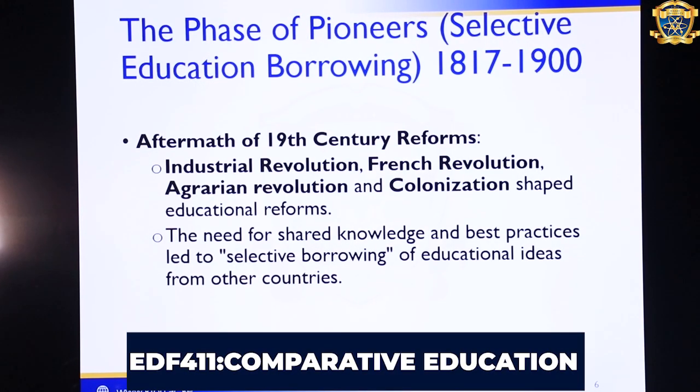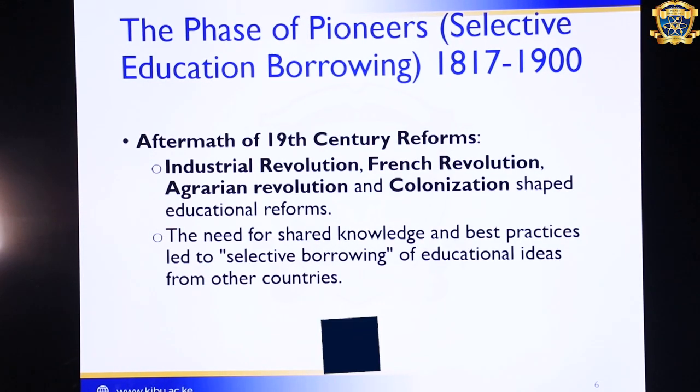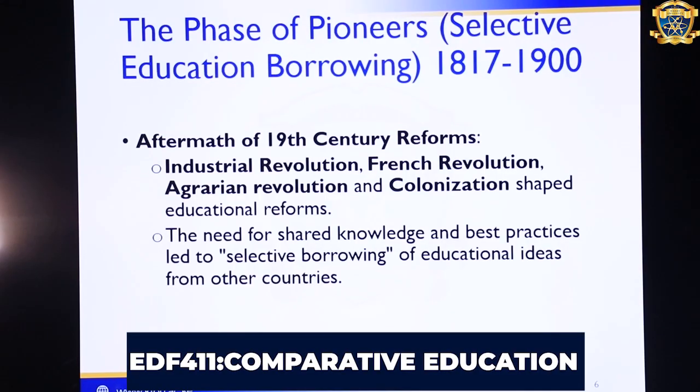And then finally came colonization. If you remember the Berlin Conference, if memory serves, around 1884, where European powers spread their systems of education to colonies in Africa and Asia. But this was selective and often meant to serve the colonizers' interest. You see, producing clerks, interpreters, and sometimes low cadre administrators who could help run colonial governments.